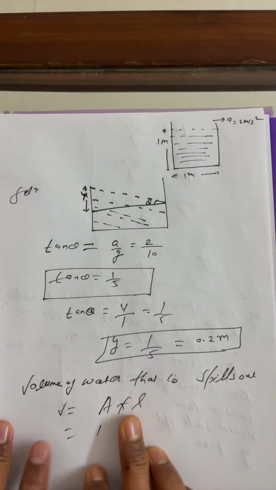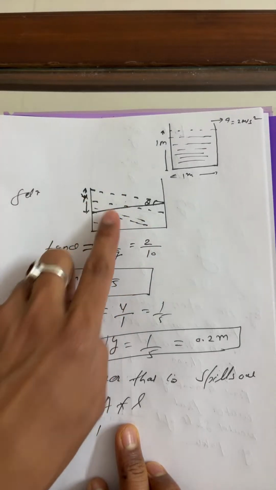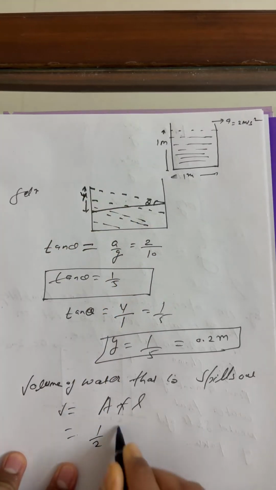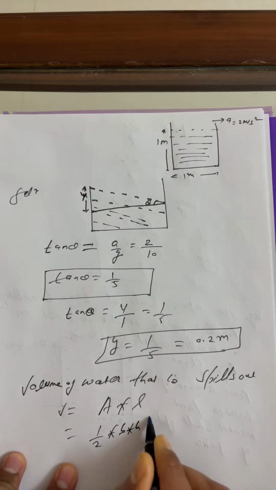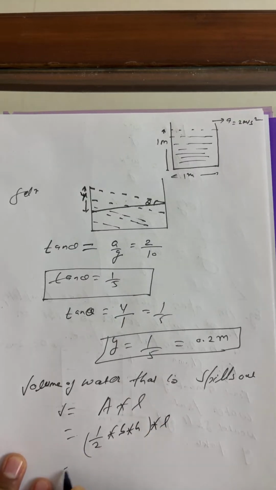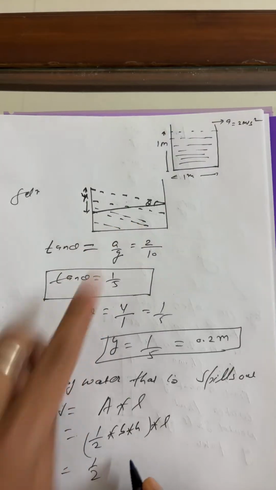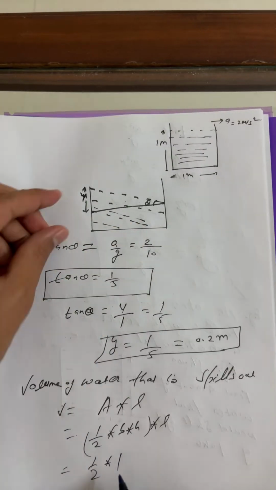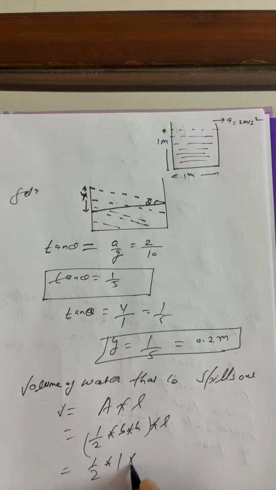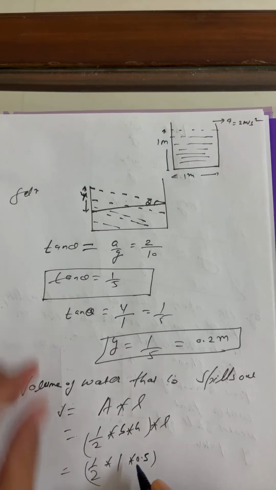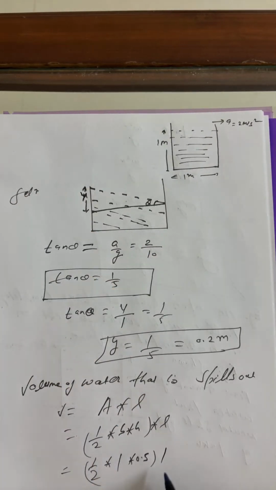Now, what is volume? Area into length. What is area? This is the area of a triangle. So half into base into height into L. Half, and the base is how much? This is 1 only. What is the height? How much is it here? 0.5. And what is the length? The length remains 1. So now this is 1 by 2, and so 1 by 4 coming here.